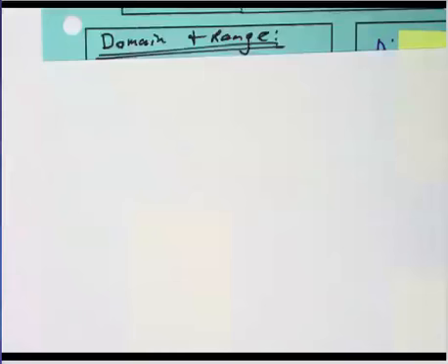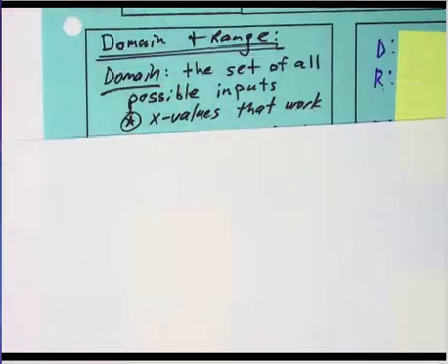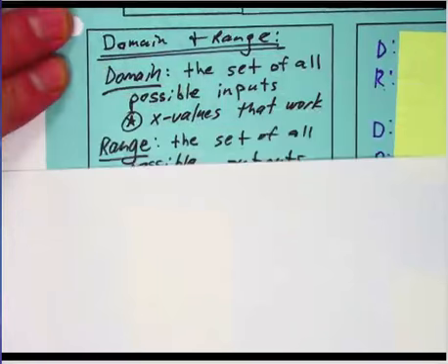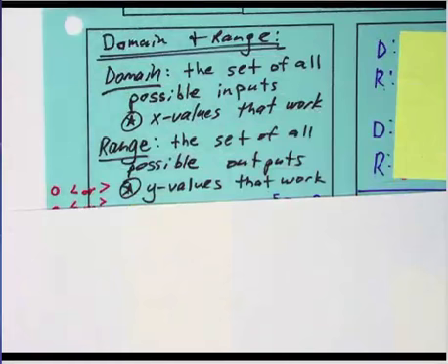Video, let's take a look at domain and range. Domain is defined as the set of all possible inputs into a function, and basically you can think of that as the x values that work in that function. Second thing would be range. Range is defined as the set of all possible outputs, the numbers that you get out of that function substitution when you plug a number in, and it would be the y values that work.